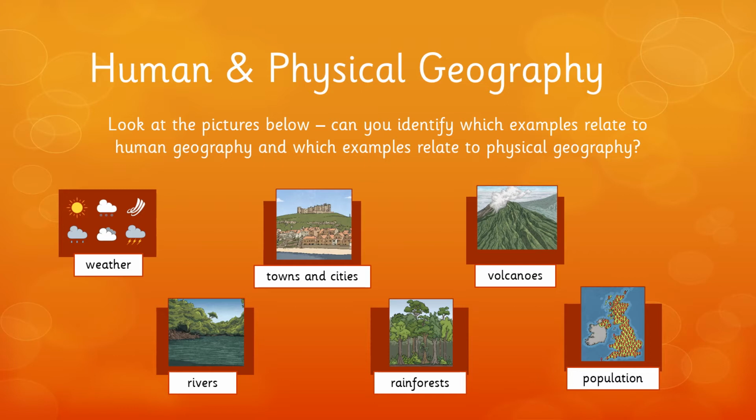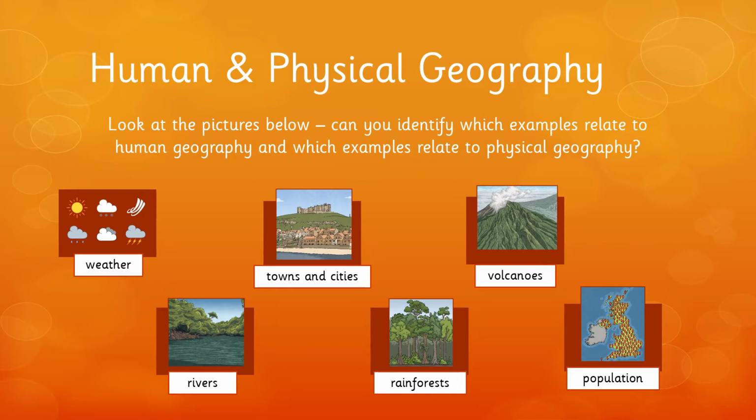Human geography is related to any human activity or something that is humanly constructed. Areas of human geography include settlements, land use, climate change, and economic activity. Physical geography is related to geography that is naturally occurring. Areas of physical geography include climate zones, biomes, mountains, and earthquakes.